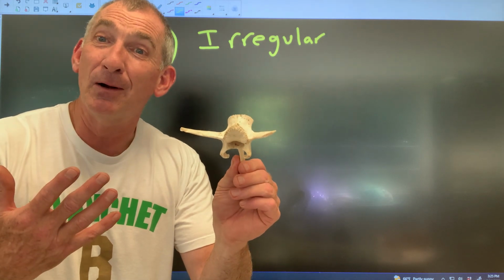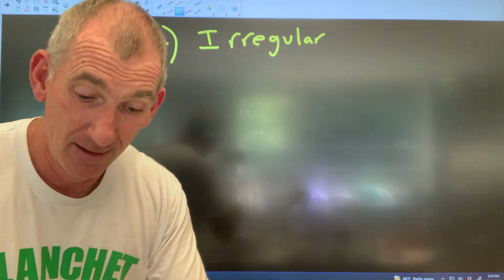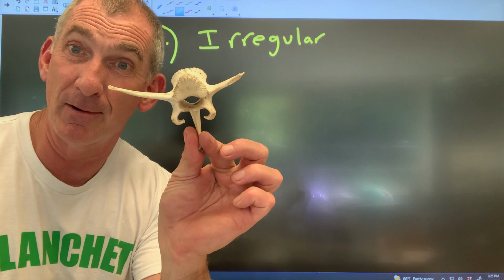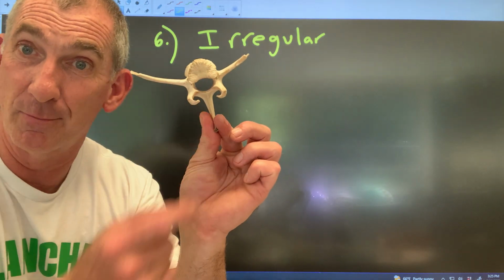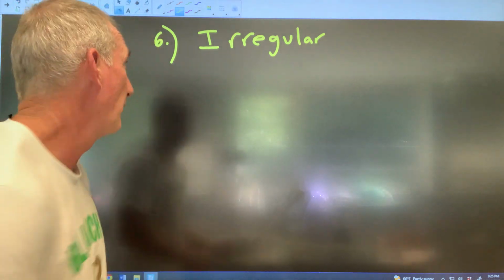These irregular bones are like the vertebrae. In fact, this is the vertebrae of an elk right there. In the middle of the vertebrae is going to be the nerve cord. That's right, Molly. Example.